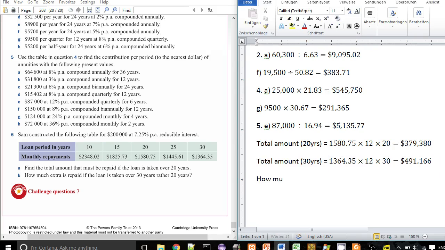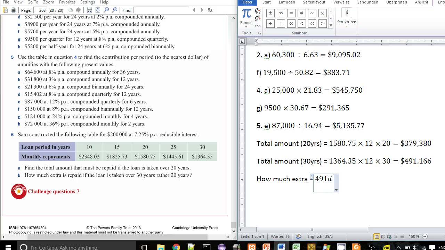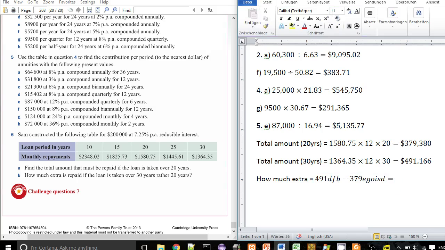So how much extra? I can't be bothered, 491 blah blah blah minus 379 blah blah blah. Okay, sorry, whatever. It's just that difference. So I hope that helps.